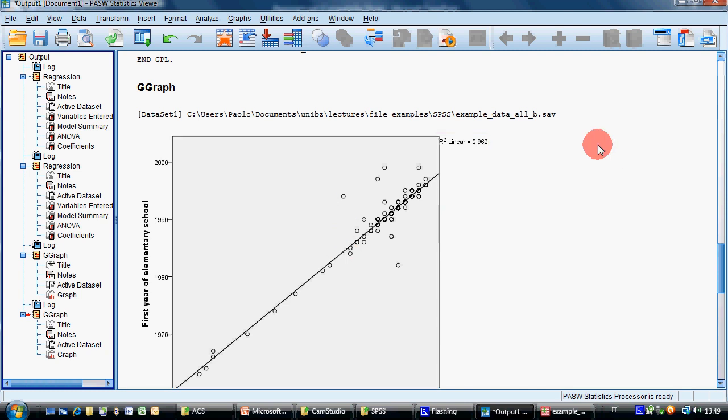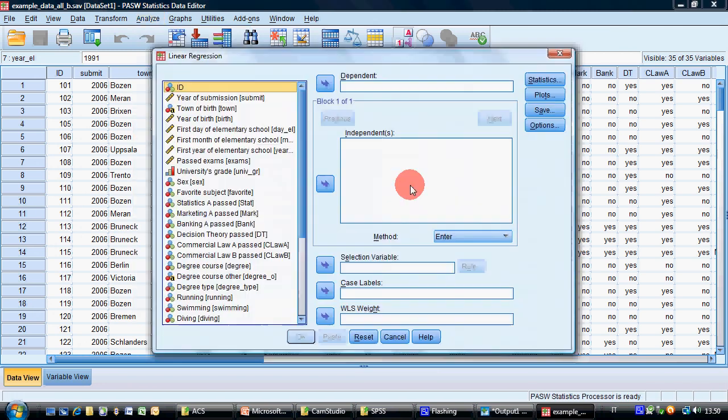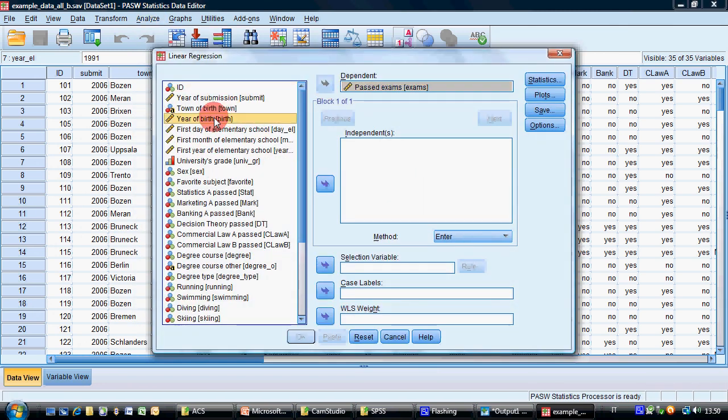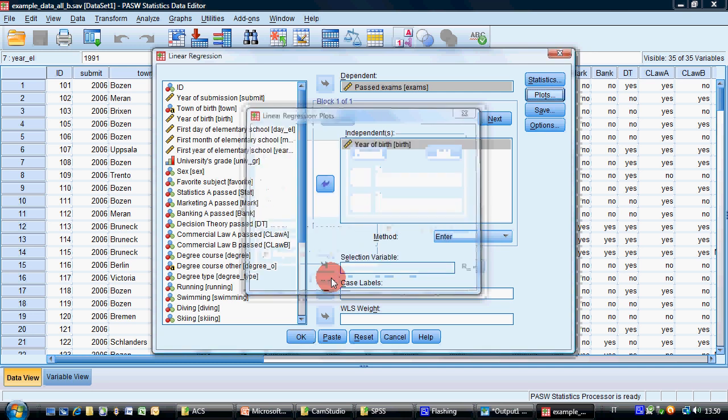Sometimes you would like to plot the residuals or to plot the standardized residuals. I don't want to enter into the topic of why would you like to plot the standardized residuals and what are the standardized residuals. It's a statistical issue. Sometimes it's required by the statistics you are using. However, if you need to do it, it's very simple. Analyze, regression, linear. Let's put again passed exams and year of birth. Plots. Just click here, and you get the histogram of the standardized residuals. Continue.